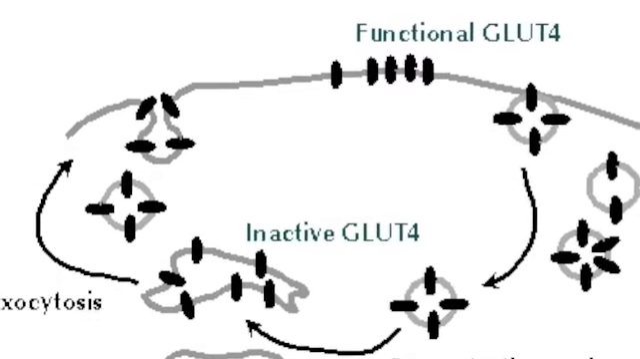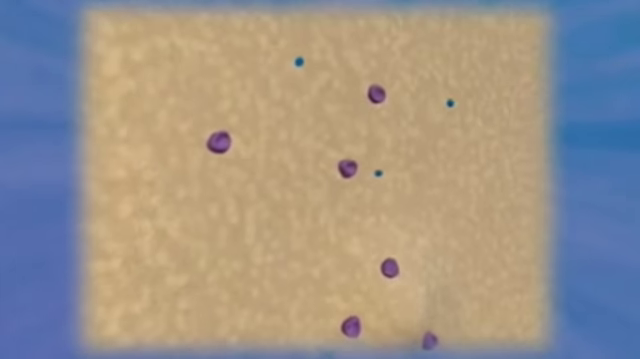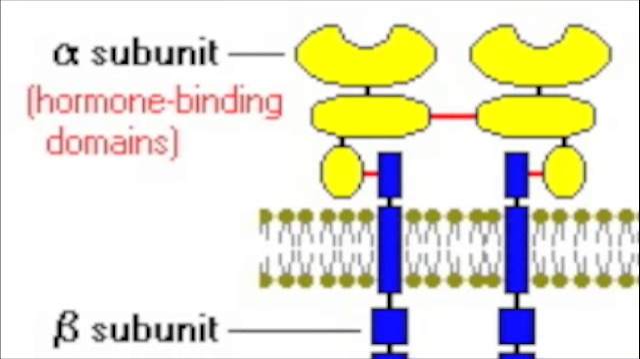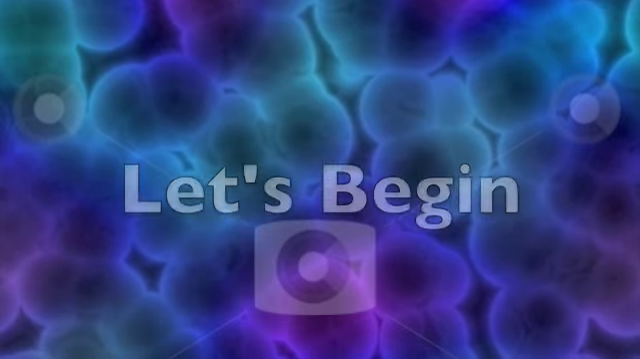GLUT4, otherwise known as the glucose transporter, is a protein that accelerates movement of glucose into the cell. The receptor for insulin is embedded in the cell membrane of a muscle, fat, or brain cell. The insulin receptor is composed of 2 alpha subunits and 2 beta subunits linked by bonds.